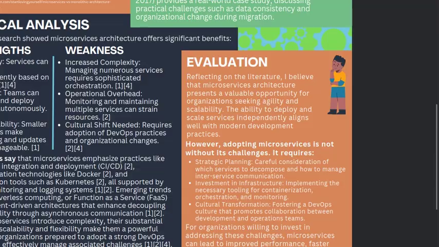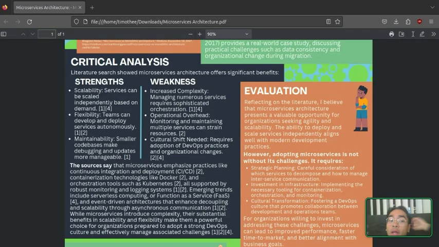Now let's look at the critical analysis. While analyzing these three peer-reviewed articles, I had a fourth one, the Medium article I pulled the graphic from, as one of the other sources. There are a lot of strengths and weaknesses. For strengths, there's scalability: services can be scaled independently based on demand. Flexibility: teams can develop and deploy services autonomously. And maintainability: smaller code bases make debugging and updates more manageable.